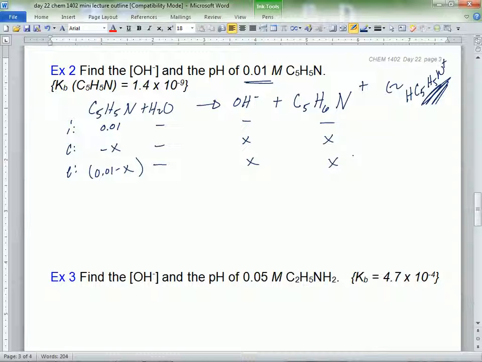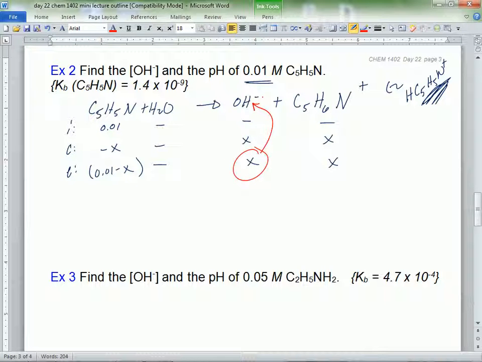Well, look at this. Just look at this one. Here's our Kb reaction. You draw ICE, make an ice table. We're going to go through a lot of work to find our X. Great. That'll be the concentration of what? Anybody see it? It'll be the concentration of OH.